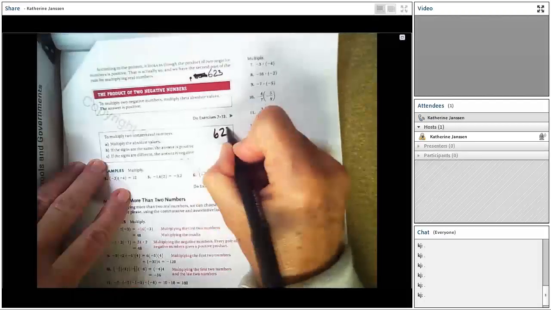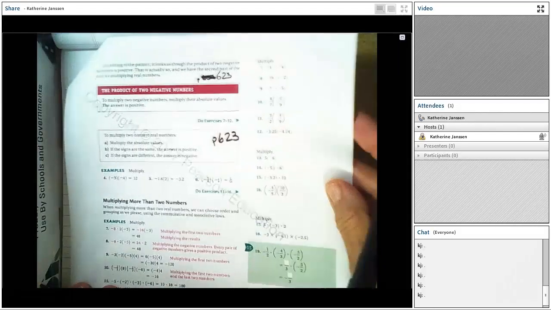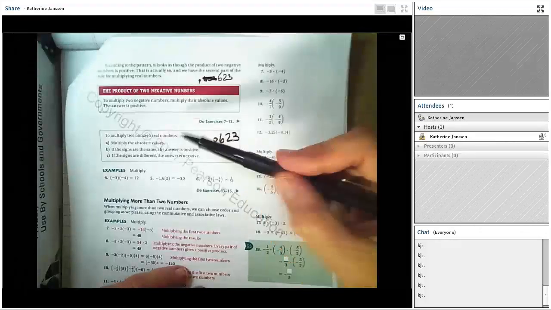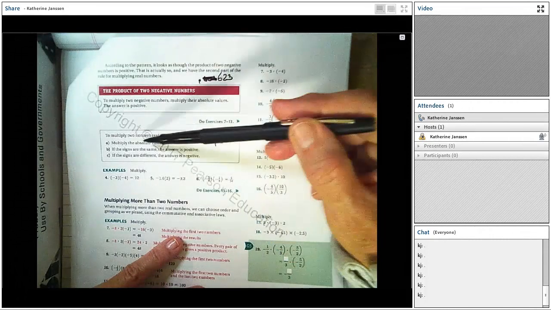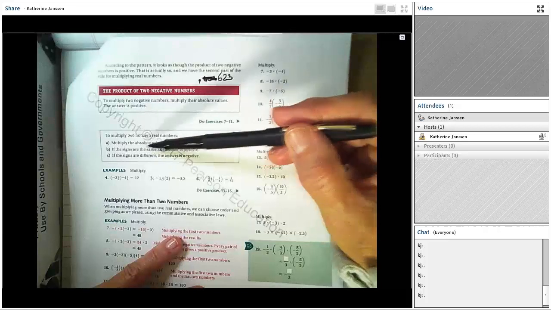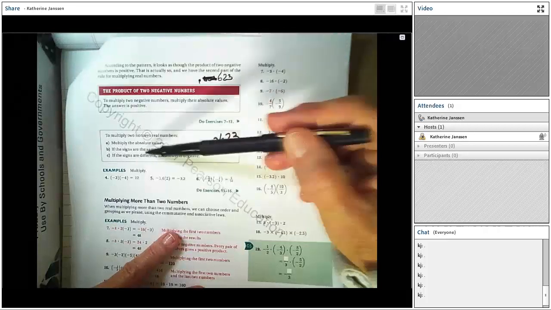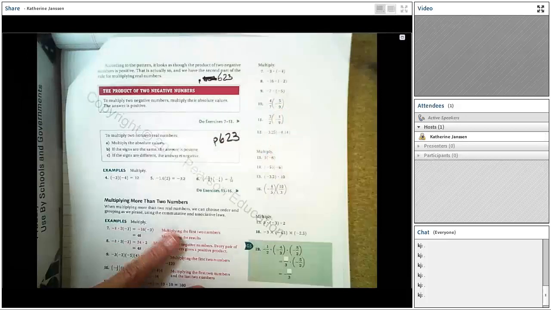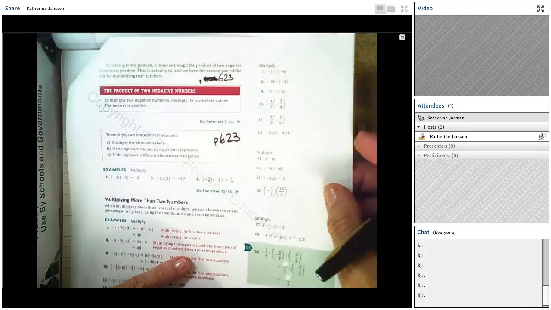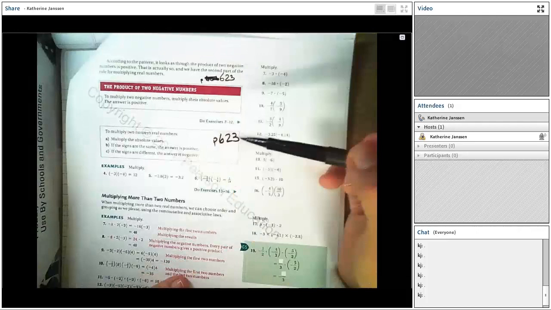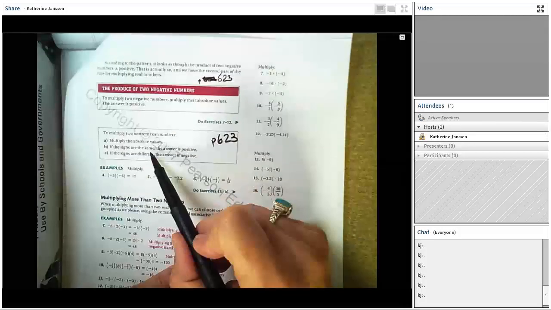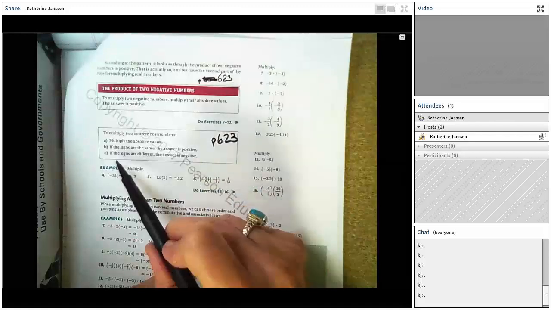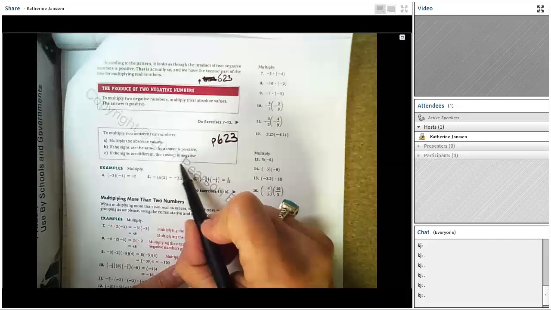On page 623, to multiply two non-zero real numbers, multiply the absolute values. If the signs are the same, the answer is positive. If the signs are different, the answer is negative. So when we're multiplying two numbers, multiply the numbers regardless of sign. And then if the signs are the same, keep the answer positive. If the signs are different, the answer is negative.